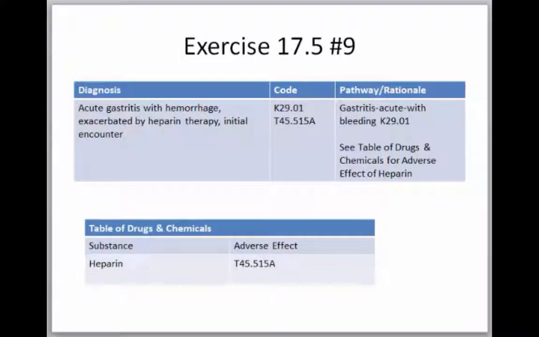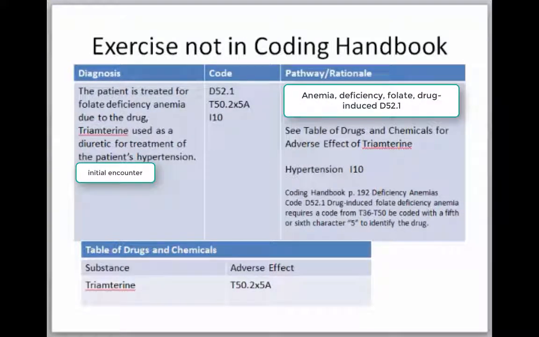gastritis, acute with bleeding, gives us K29.01, and then because the patient is on heparin, we know we have to go to the table of drugs and chemicals and look up the adverse effect code for heparin, and that gives us the T45.515A.